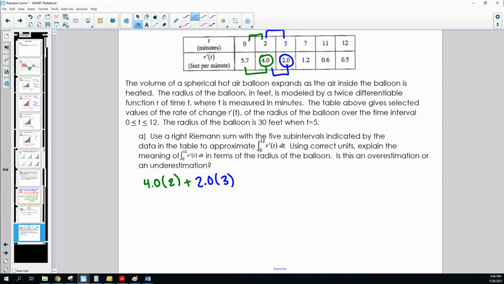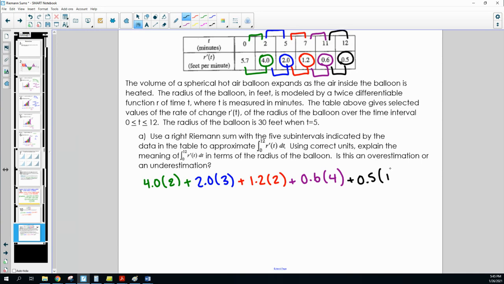Then we have the next grouping. So we're going to use the rightmost point as our height. So 1.2 times the difference between 5 and 7 is going to give us 2. Then we're going to use the next grouping, and we're using the rightmost point. So that's going to be 0.6, and the difference between 7 and 11 is going to be 4. And then lastly, we have the last interval using the rightmost point. So that's going to be 0.5 times the difference between 11 and 12, which is 1.